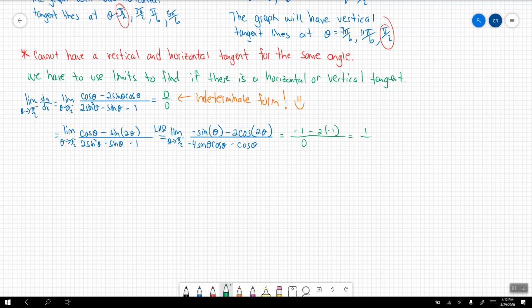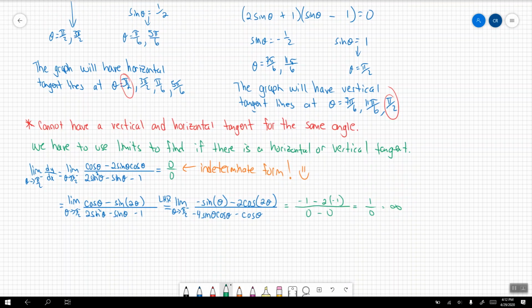So cosine at pi halves again is just 0. So my denominator is 0, but my numerator is 1. And again, this is a perfect scenario because now this is going to go towards infinity. So it's no longer in indeterminate form, but we actually get a value for what's happening here. That value tells us that, hey, we have some vertical tangent and this is not a horizontal tangent.